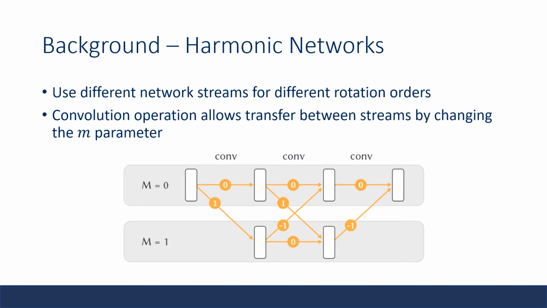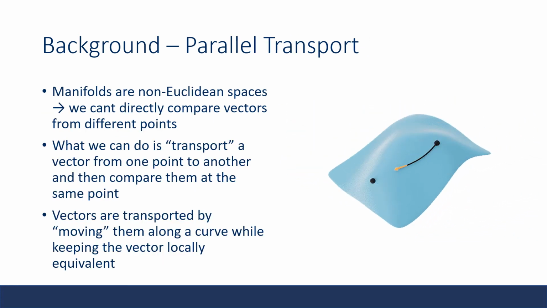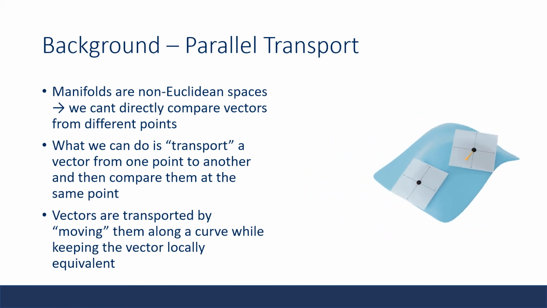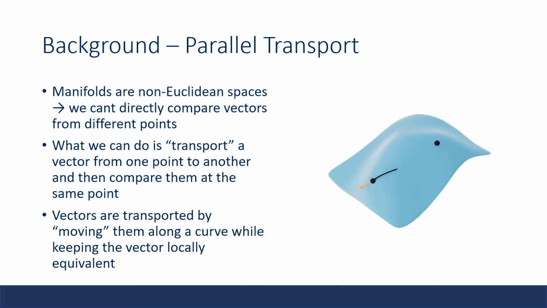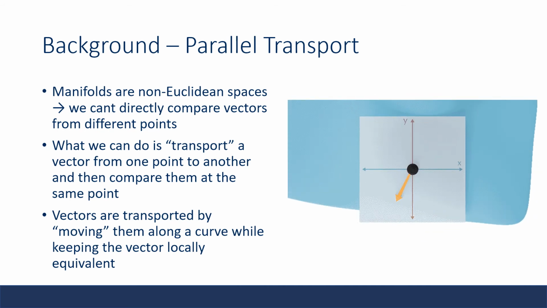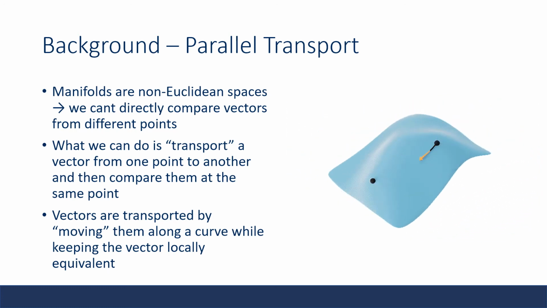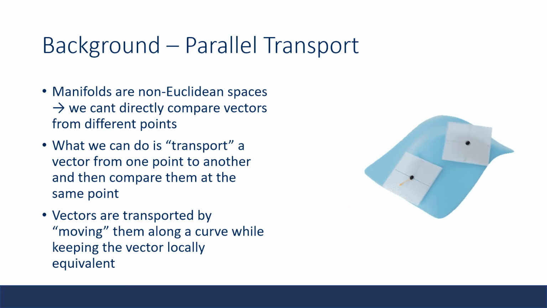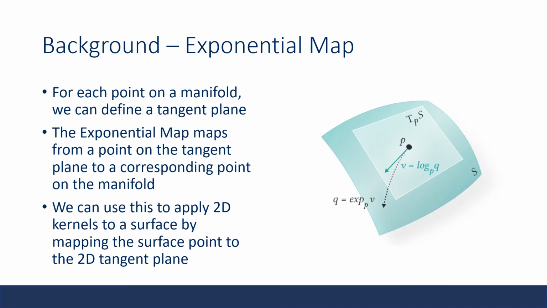of information. Going back to a couple of ideas used by this paper, we have the idea of parallel transport. Because manifolds are non-Euclidean spaces, we can't compare vectors from two different points because they are defined on two different tangent planes. Instead, what we can do is transport one vector from one point to another and then compare them at the same point and on the same tangent plane. In this paper, they use the vector heat method, which solves the parallel transport for all vectors to all other points simultaneously. Finally, we have the idea of exponential mapping.